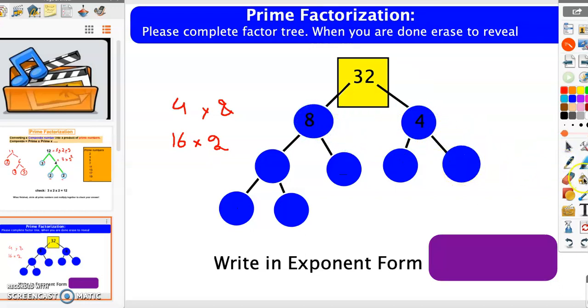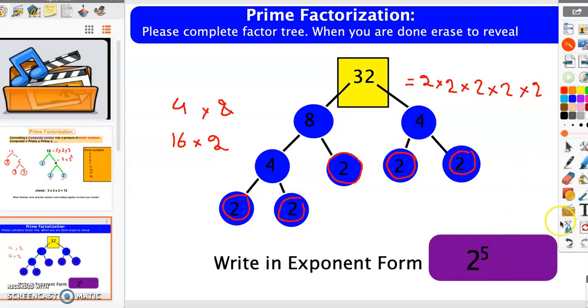4 is equal to 2 times 2. So these are 2 prime numbers, we will circle them. 8 is equal to 4 times 2. So 2 is a prime number, we will circle it also. 4 is equal to 2 times 2, which are 2 prime numbers. So we can write 32 equal to 2 times 2 times 2 times 2 times 2, 5 times, or 2 exponent 5.